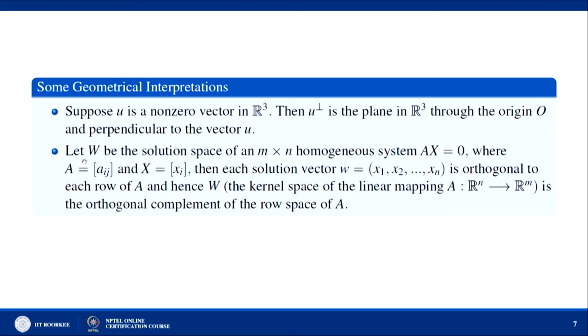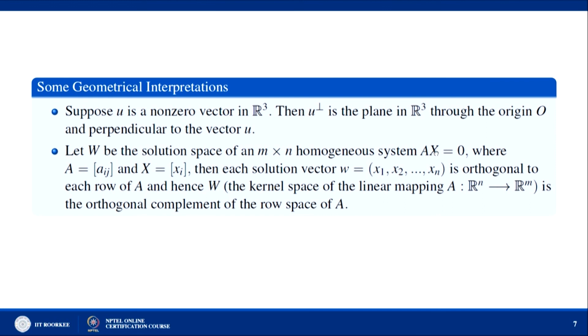Now the second one: let W be the solution space of an m cross n homogeneous system of equations Ax equal to 0, where A is the matrix Aij and X is a column vector Xi. Then each solution W, given by x1, x2 up to xn, is orthogonal to each row of A, and hence W, the kernel space of the linear mapping A from Rn to Rm, is the orthogonal complement of the row space of A.